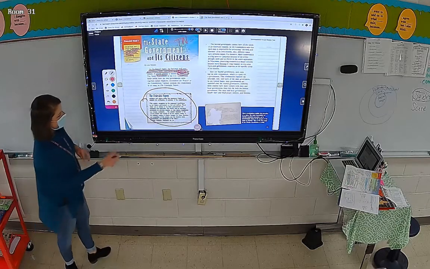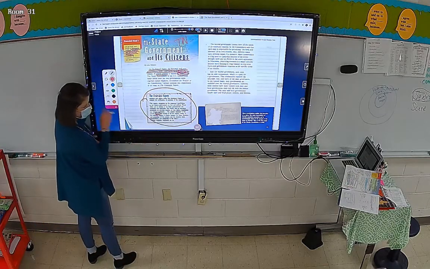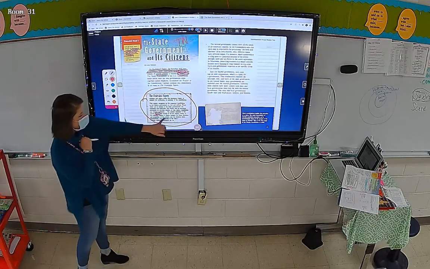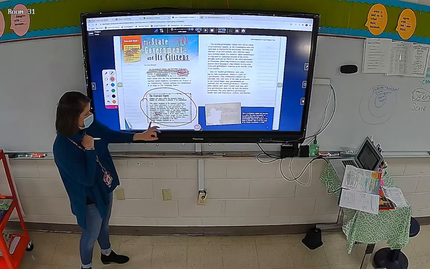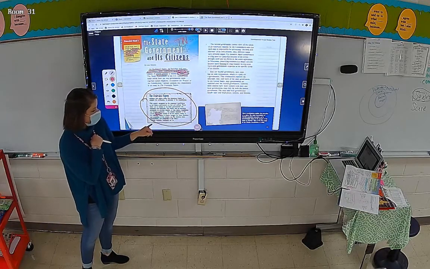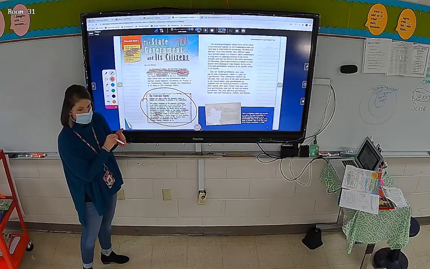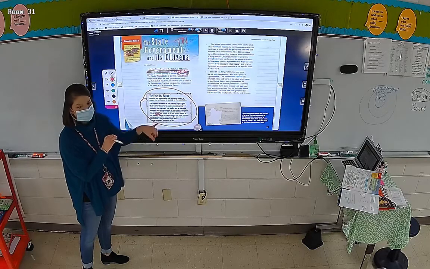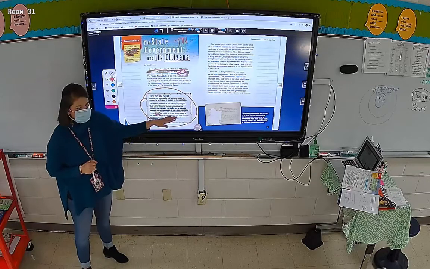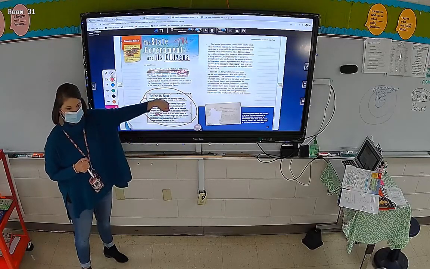Good job. Okay, so here it says the powers reserved to several states will extend to objects which, in the ordinary course of affairs, concern the lives, liberties, and properties of the people, the internal order, improvement, and prosperity of the state. Those specific things are what our whole text is going to be about today. So we're not going to spend a lot of time trying to figure that out because we're going to read the rest of the text to figure it out, okay?